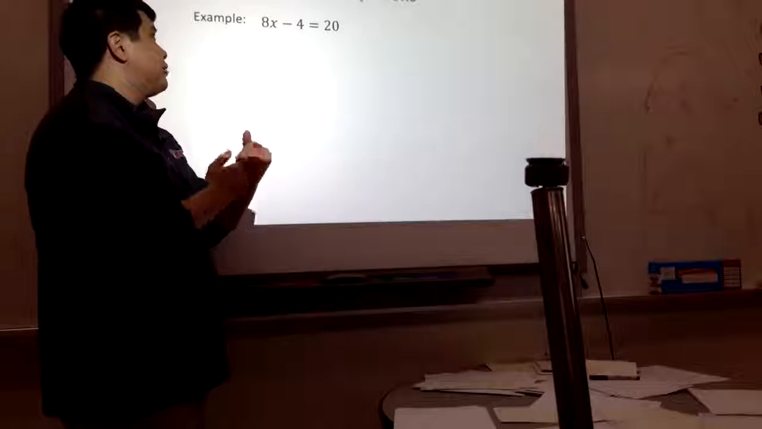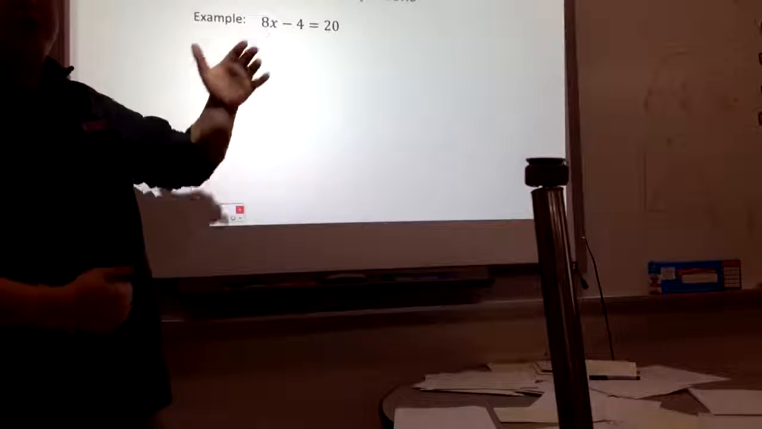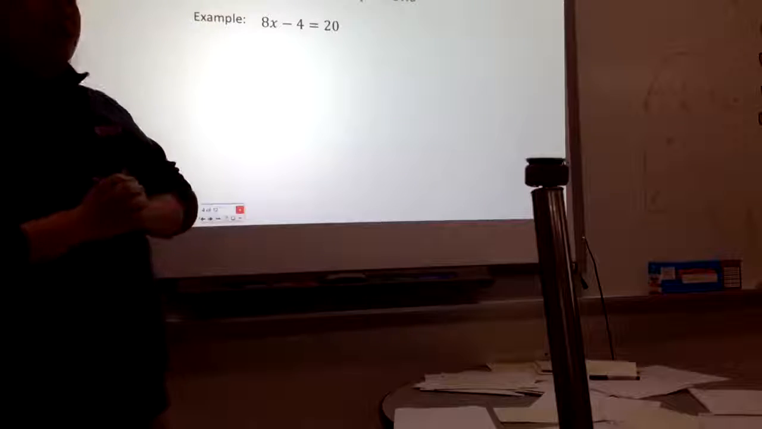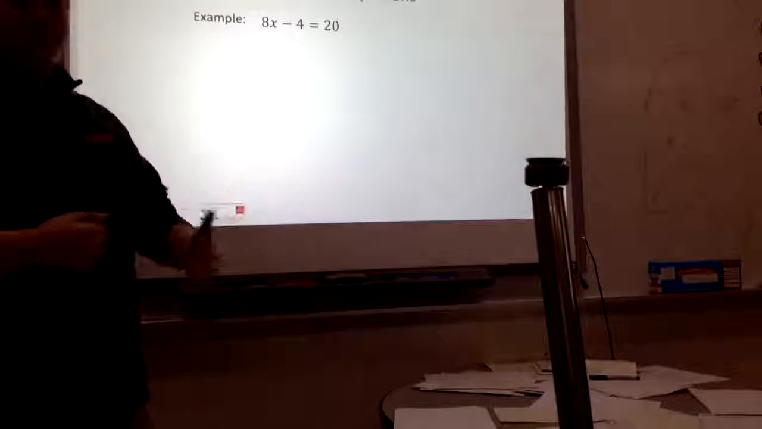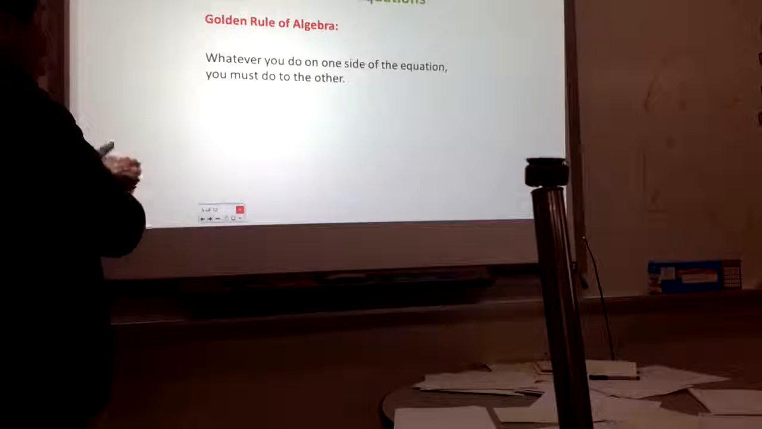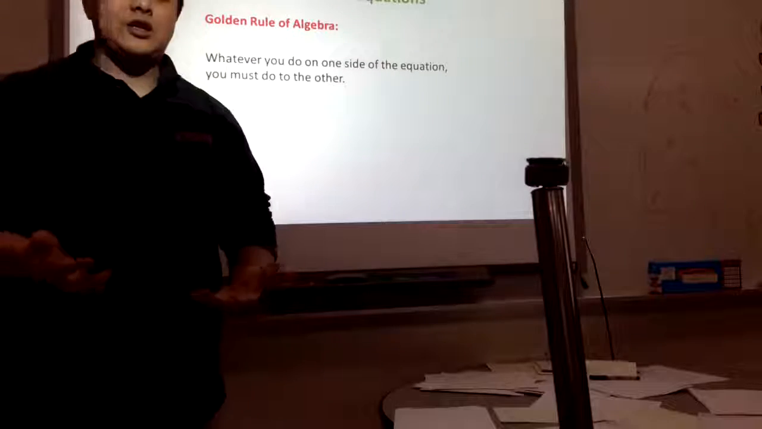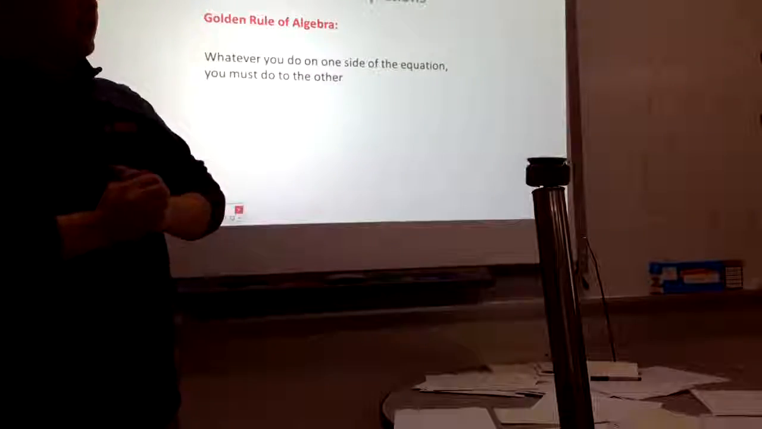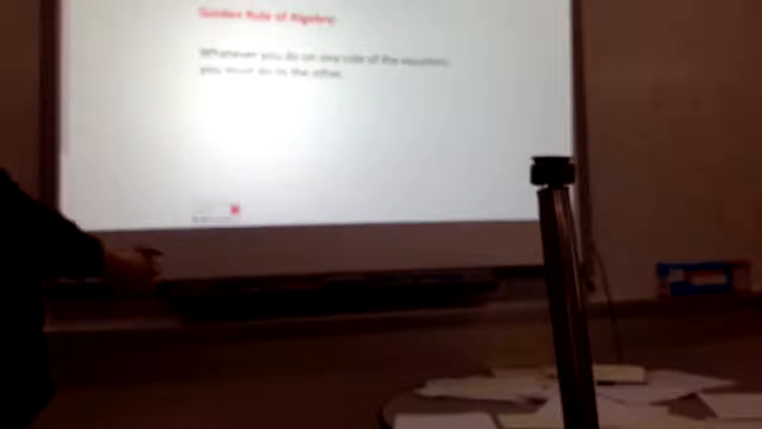What we're going to be doing is finding x inside this equation right here. 8x minus 4 equals 20. That's an example of something that we're going to do. And to solve an equation, we need to know a very important rule that's going to follow for all of algebra for the rest of your lives. It's called the golden rule of algebra.